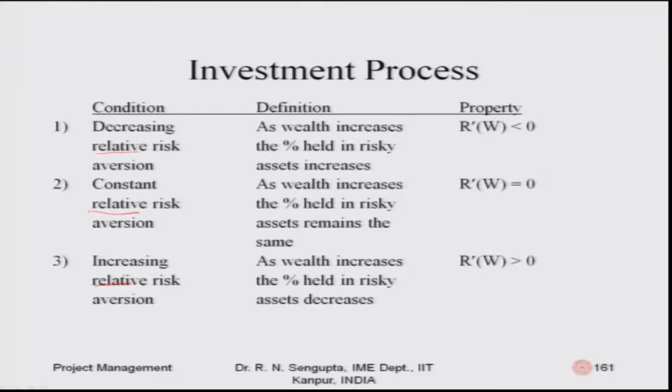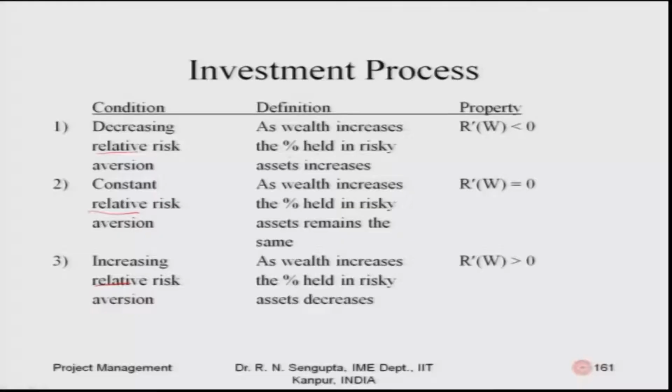As wealth increases, the percentage held in risky asset increases. In that case it was the quantum sense, now it is the percentage sense. So it would mean that as wealth is increasing, if the percent held in risk asset is increasing, I am willing to be more of a risk taker. Exactly the same thing as we discussed for A prime.